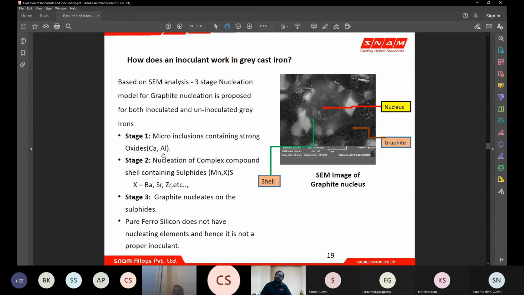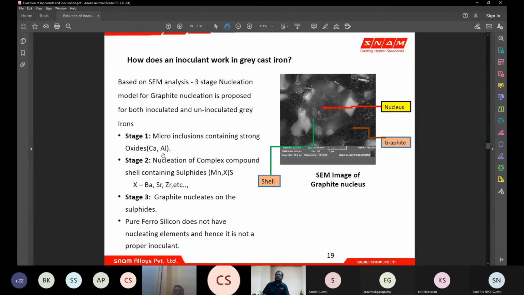So then the shell which is formed around the micronucleus is basically manganese and sulfur. So this manganese and sulfur is present from your liquid metal. So we add manganese and sulfur. There is a ratio being followed where the amount of manganese required to balance the sulfur in the required way, like the manganese requirement minimum will be 1.7 times the sulfur plus 0.3 or 0.5. There is a thumb rule or theoretical formula.